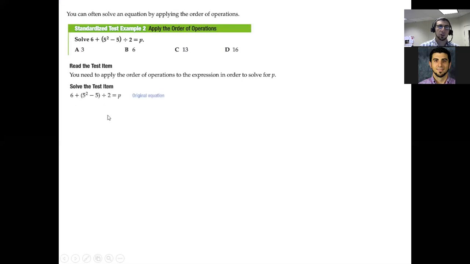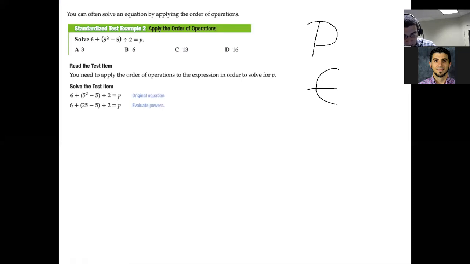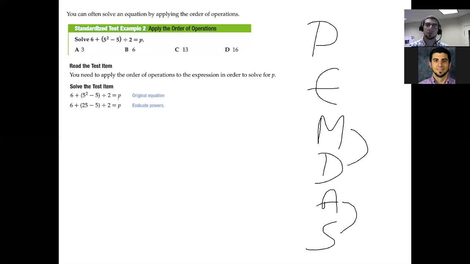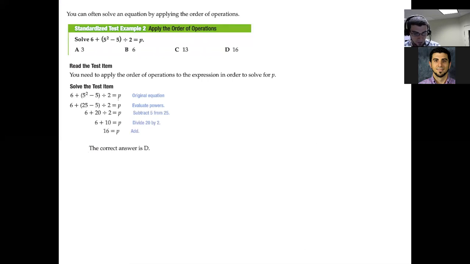Now we have the original equation, so we're going to go inside the parentheses first because that comes first in order of operations. Remember PEMDAS, please excuse my dear Aunt Sally. And remember, addition and subtraction and multiplication and division is whichever comes first from left to right. So we go inside the parentheses, we have an exponent, so we apply that first. We're not done inside the parentheses, so we replace the 25 minus 5 with what it is, 20. Now we have addition and division. Do the division, and then the addition, and you get 16. So the correct answer is D.